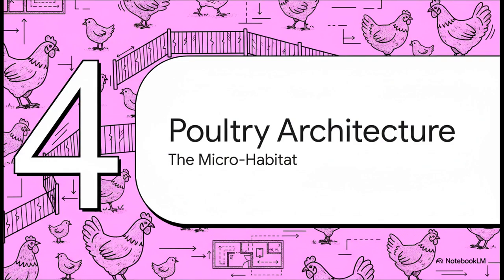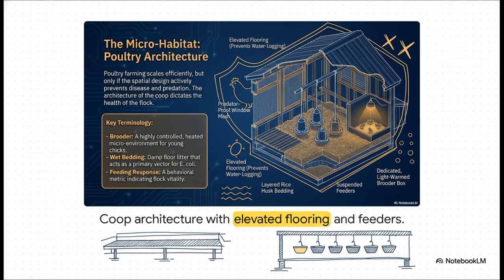All right, Section 4, Spatial Design, Poultry Architecture, the Microhabitat. Bringing things onto dry land, let's look at poultry. Here, spatial design itself acts as the primary defense mechanism. Every structural element you're seeing has a strict engineering purpose. The elevated flooring and layered rice husk bedding, those are specifically designed to prevent waterlogging.